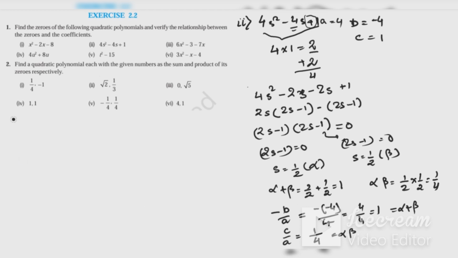Next, coming to question number 3. Question number 3 is 6x squared minus 3 minus 7x. So I can write it as 6x squared minus 7x minus 3. So I will find the factors of 6 into 3, which is equal to 18, whose difference is equal to 7. Okay.